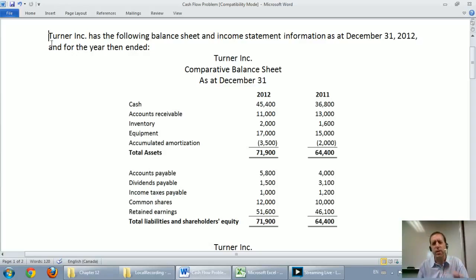If you're looking for a bit of theory on cash flow statements, just go back to the previous video to this one. I did a 10-minute spiel on just the idea of what a cash flow statement is. But let's go ahead and work through this problem together.